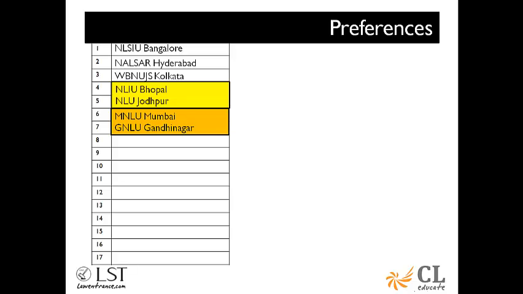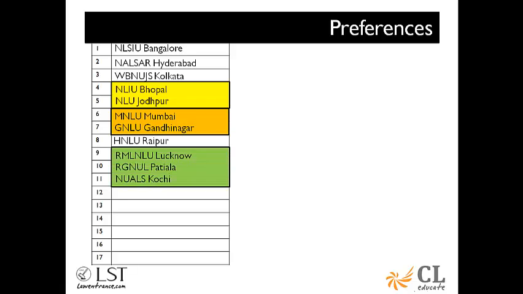Now there is one more thing. If you are someone who wants to get out of Mumbai to study somewhere else, some other city for the 5 years, then maybe you can push Mumbai later. But definitely it's a school worth considering. So this would be largely the schools that you want to get into through the CLAT: Bangalore, Hyderabad, Kolkata, Bhopal, Jodhpur, Mumbai, Gandhinagar. But since you still have to pick the other schools, this will be the rest of the ranking. So Raipur, and then between 9, 10 and 11 you can choose between Lucknow, Patiala and Kochi.